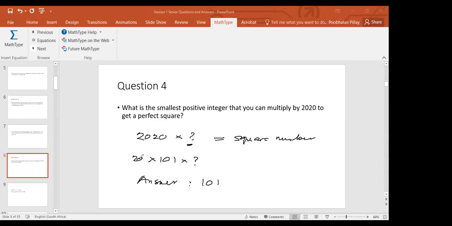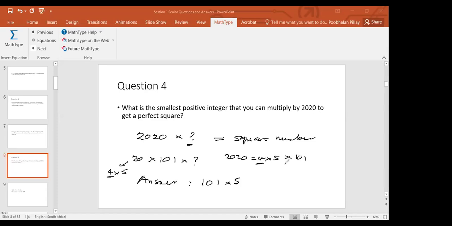Here you got 20. The smallest number that you have to multiply 20 by to get a perfect square, 20 is already 4 times 5. So 4 is already a perfect square. So what I have to do is to multiply this by 5 to create a perfect square. All right, so what are we saying? We are saying that 2020 is 4 times 5 times 101.